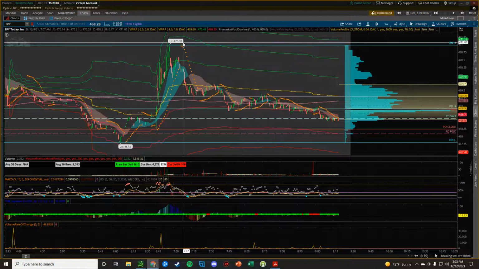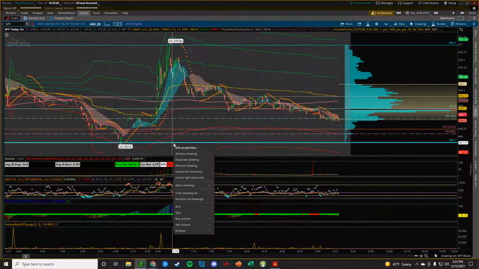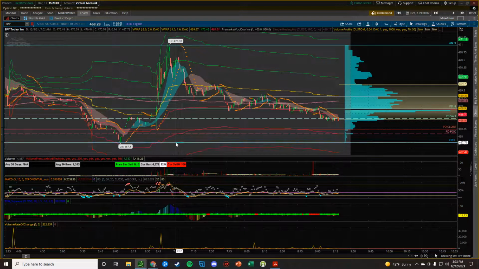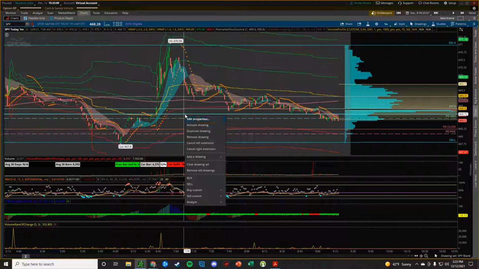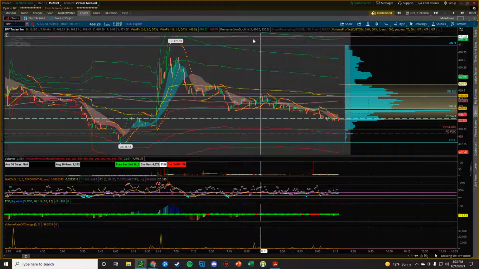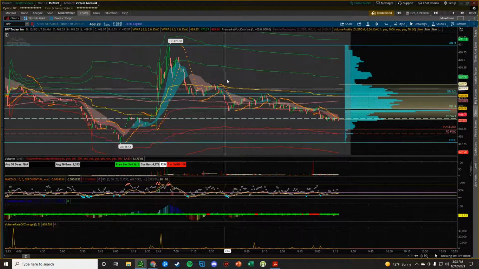So I just punched in my high and my low into my spreadsheet, and that gave me another number, which we're going to call our overnight half. And that came out to 469.39. And there we go. Now we have our overnight levels.